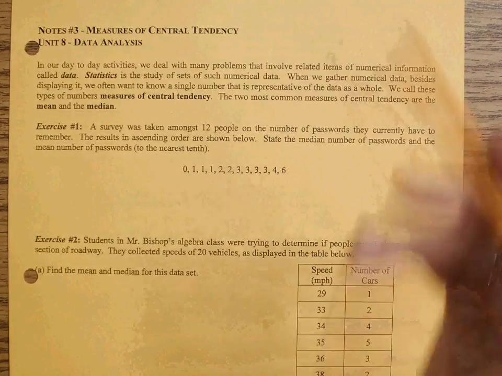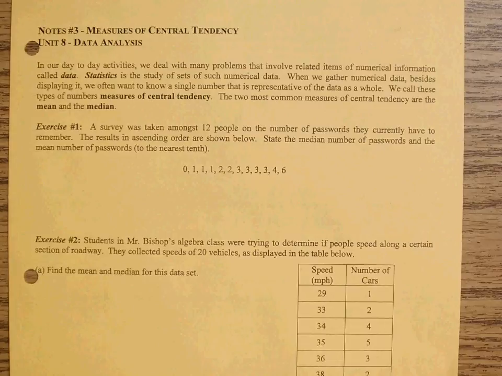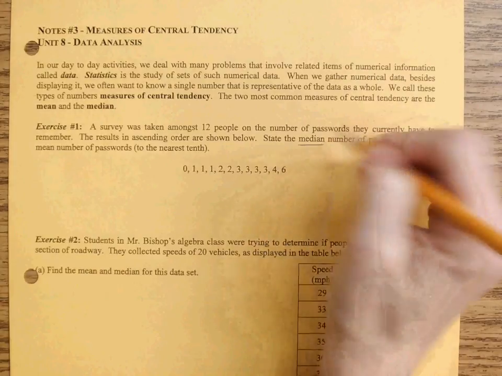A survey, so starting with example number 1, a survey was taken amongst 12 people on the number of passwords they currently have to remember. The results in ascending order are shown below. We're going to state the median number of passwords and the mean number of passwords to the nearest tenth. So why don't we go ahead and start with median.